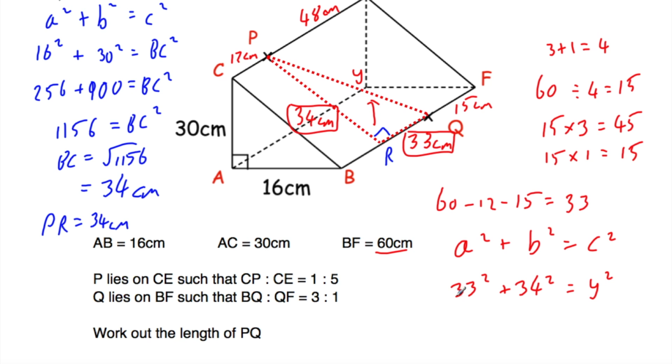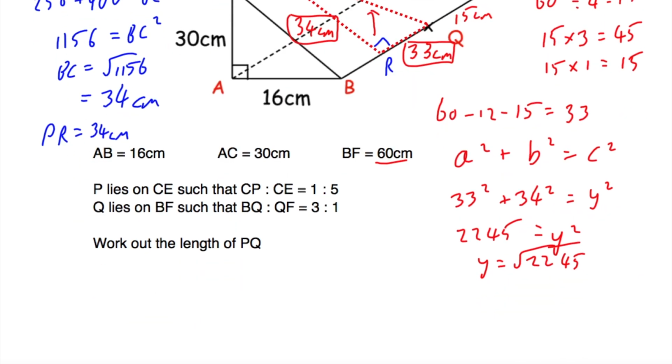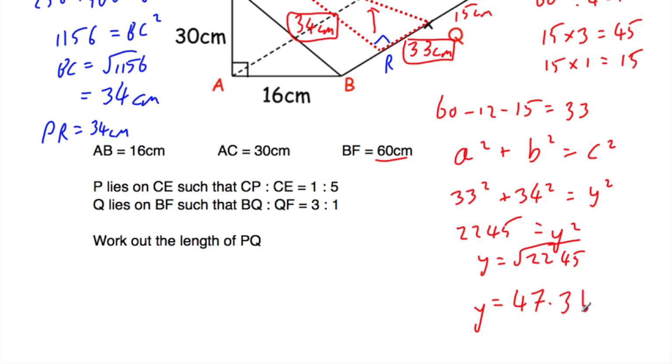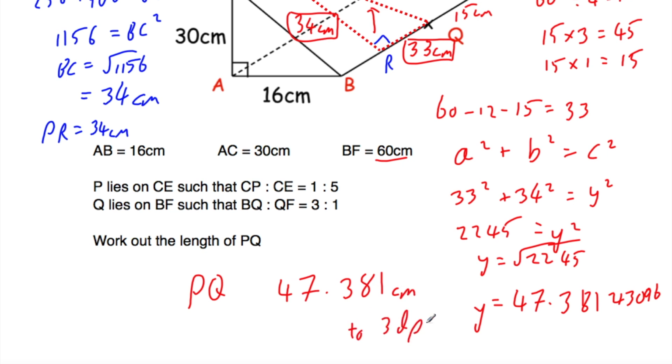So 33 squared plus 34 squared is equal to 2,245, and that's equal to Y squared. And then if we square root that, Y would be the square root of 2,245, and that's equal to 47.3814396 centimeters. And I'm going to round it to 3 decimal places. So to 3 decimal places, PQ would have a length of 47.381 centimeters. And that's it.